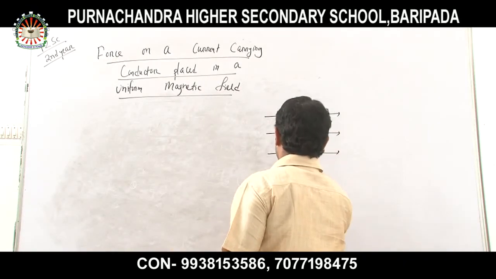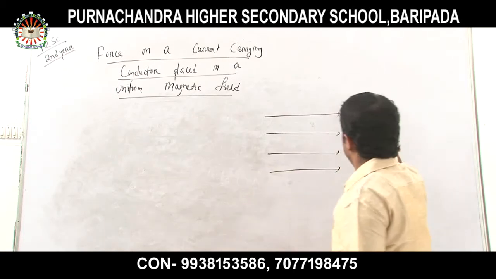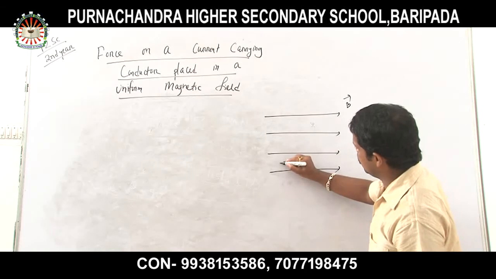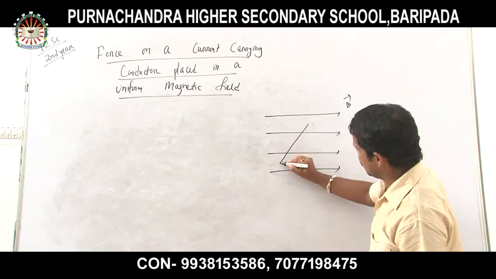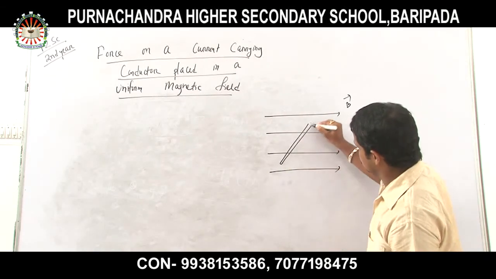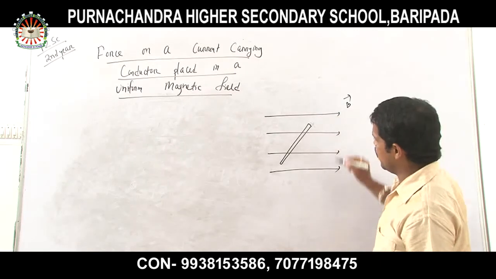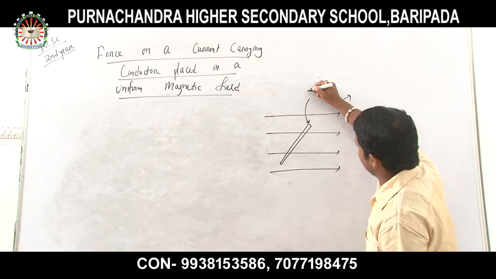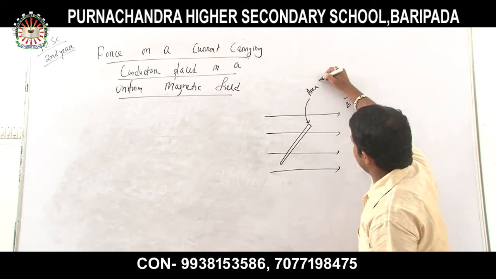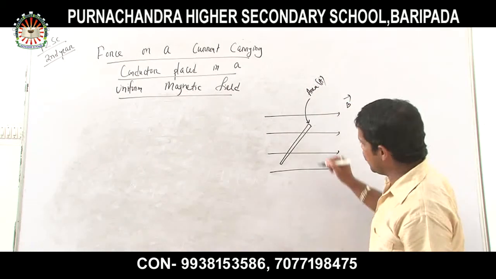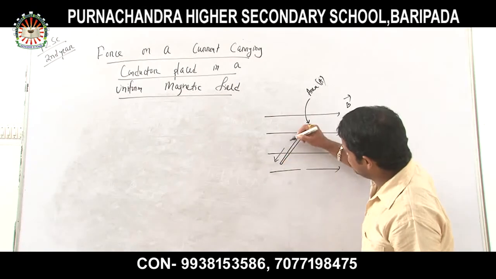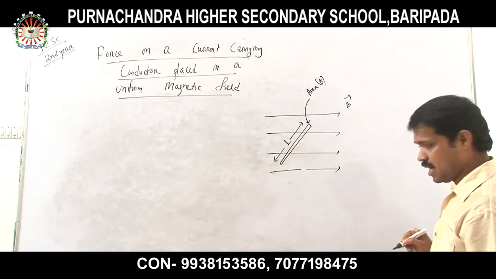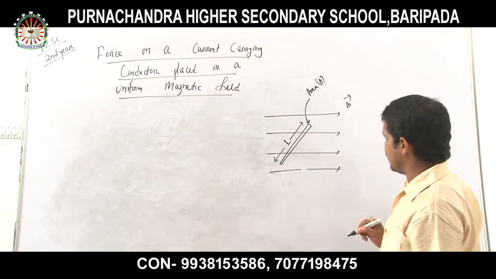So let us draw a very simple figure. Suppose this is my uniform magnetic field B. Look at it very carefully. In this uniform magnetic field B, I will place a conductor. This conductor has area, suppose I take it as A. The length of the conductor I will take as L.